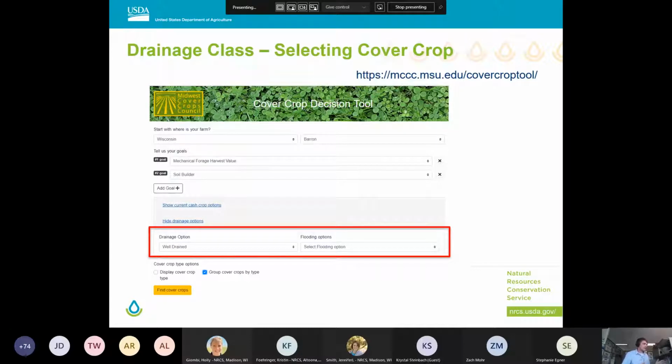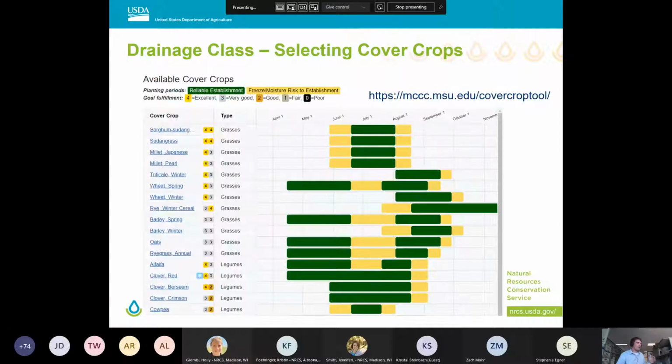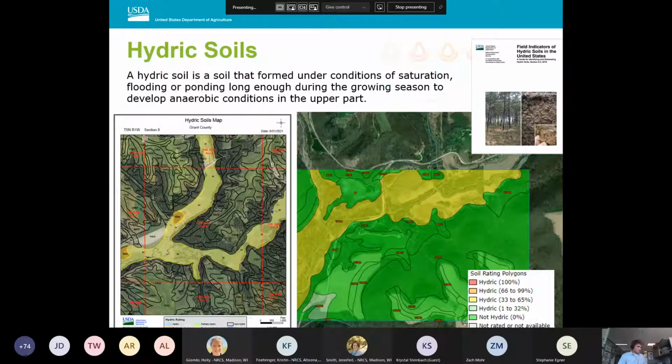I'll send you guys the link, but you can input your state, your county, your goals for using that cover crop, and then specify your drainage class. And that will help you come up with a list of species that might be good to plant on the field you're considering, and then when to plant them as well, and their rating for those goals that you would like to fulfill.